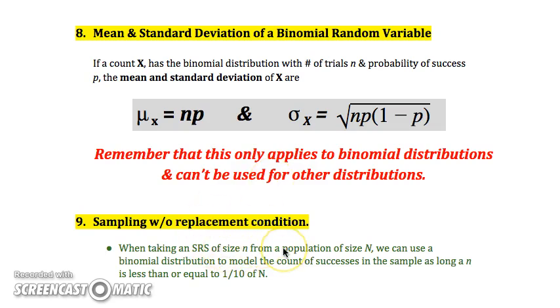And there's one key condition too about sampling without replacement. So if we're taking a simple random sample from a population of size big N, so the sample is little n, the population is big N, we can't sample more than 10% of the population, or the probabilities change so much that we can no longer consider the observations to be independent. Basically, if we sample too much of a smaller population, the probability of success changes enough that the binomial calculation breaks down and doesn't give us a good approximation of the true probability.